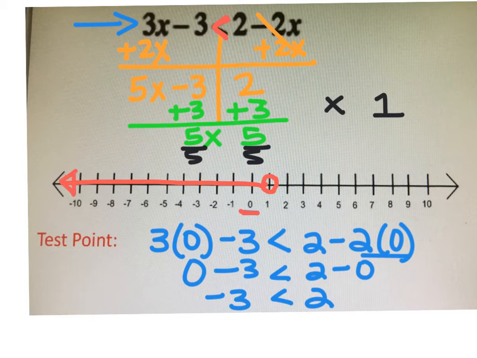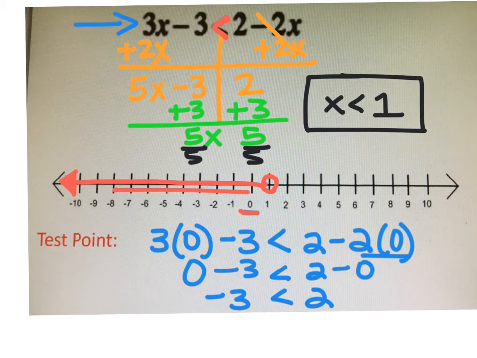So all the numbers less than 0, or less than 1 will work. Okay, my last step is I need to write the inequality for what I have shown on my number line. So this is showing all the numbers less than 1. So I'm going to come up here to my inequality, right here, and I'm going to write x is less than 1. It's all the x is less than 1. So when you solve one of these, you need to have your answer like this, and you need to have your picture on your number line.